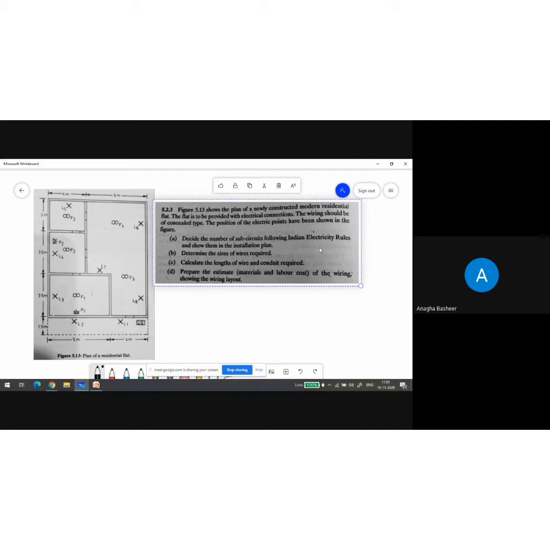Part B. Determine the sizes of wires required. Part C. Calculate the lengths of wires and conduit required. And part D. Prepare the estimate. That is including materials and labor cost of the wiring, showing the wiring layout.